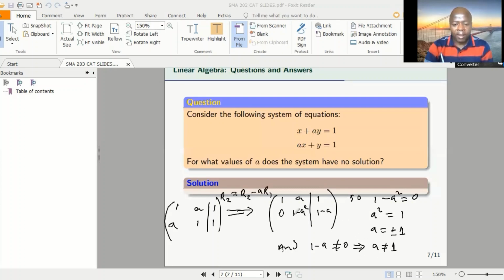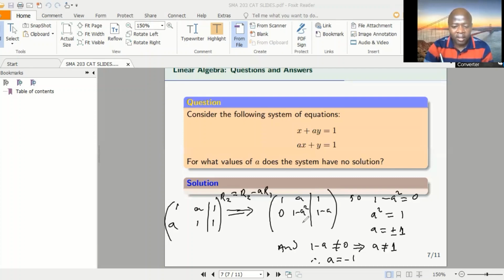So then the first condition told us that A can be either 1 or negative 1, but the second condition has told us that A should not be 1, and therefore we are left with only one option for A. We are only left with one option for A, that for this system to have no solution, A should be negative 1. So this is the answer. That for this system to have no solution, A should be negative 1.